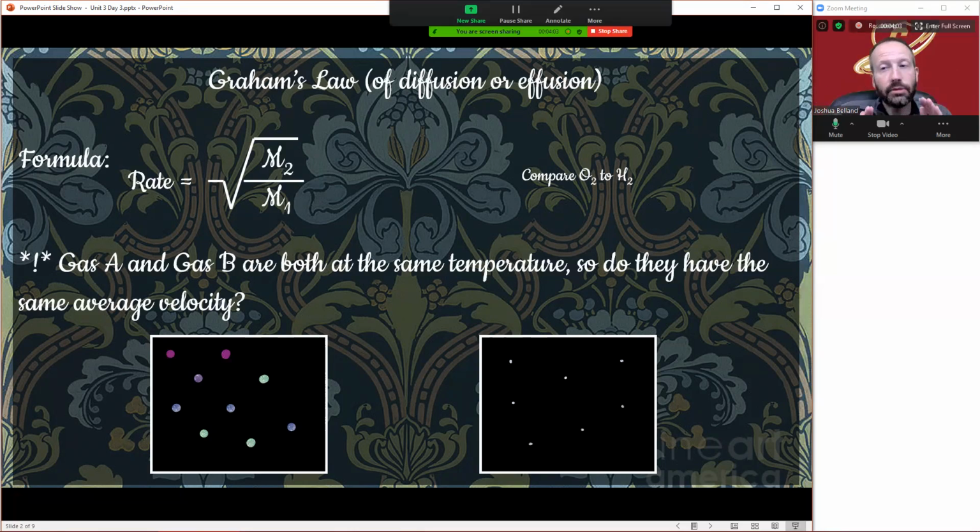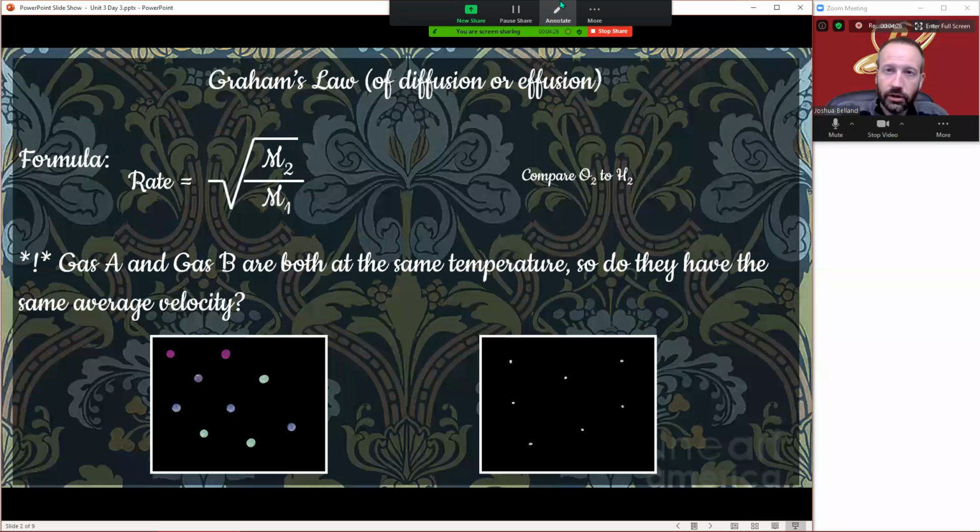Great. Now I'm going to show you how this works out with numbers just because. I don't think you would ever need to calculate this on the AP exam. I cannot foresee that being a thing because it's not on the AP formula chart. But we're going to compare oxygen to hydrogen. Okay, I'm going to look at the rates at which they move.